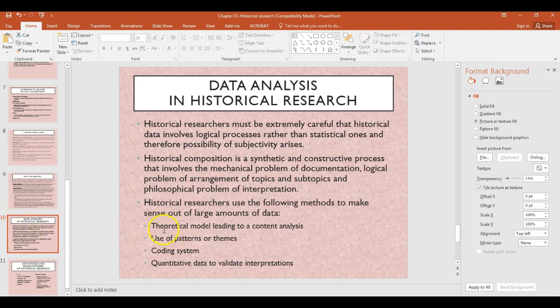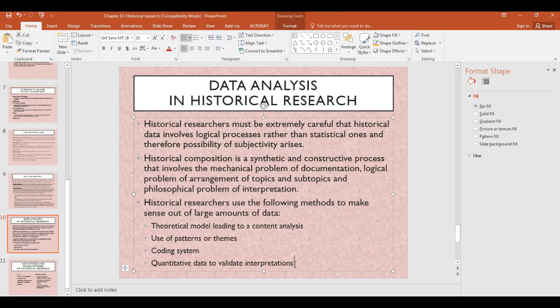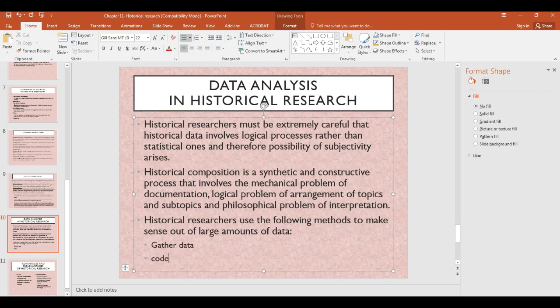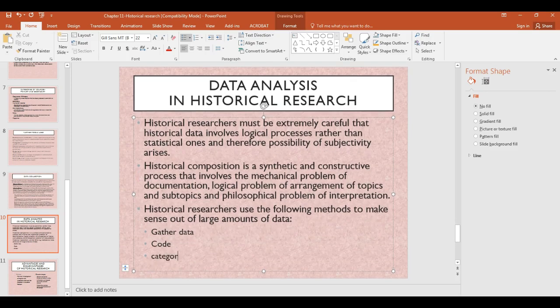So you do the gathering of content, you use patterns or themes, coding them, and then you validate your interpretation in the final results. Let me write it in now that I'm writing it, I think I'll do it in a more organized way. So probably gather data, code, categorize, and I hope that you're saying this with me now, that you know what to do.